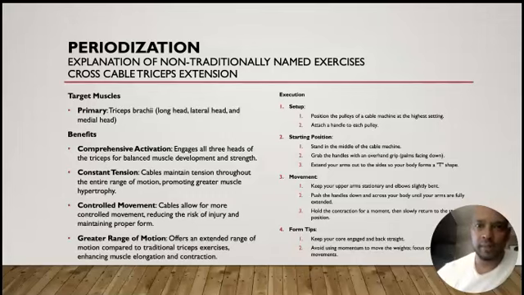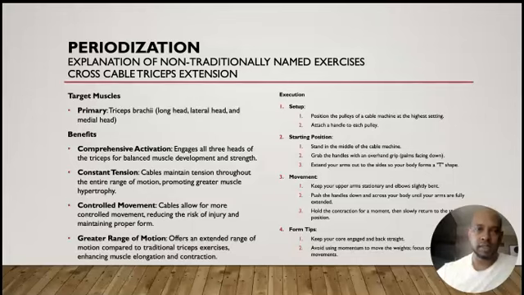The benefits are the comprehensive activation, which again engages all 3 heads of the triceps for balanced muscle development and strength. There's constant tension because of the cables throughout the entire range of motion, which promotes greater muscle hypertrophy. There's a controlled movement which the cables allow for, reducing the risk of injury and maintaining greater form. It offers an extended range of motion compared to traditional tricep exercises, and enhances muscle elongation and contraction.